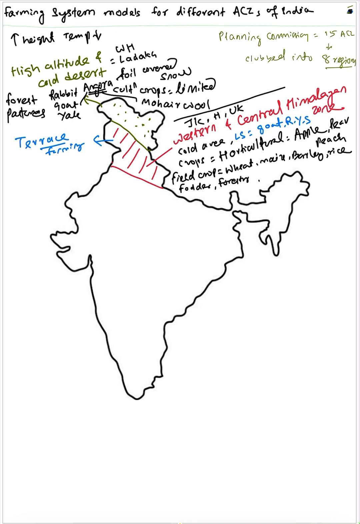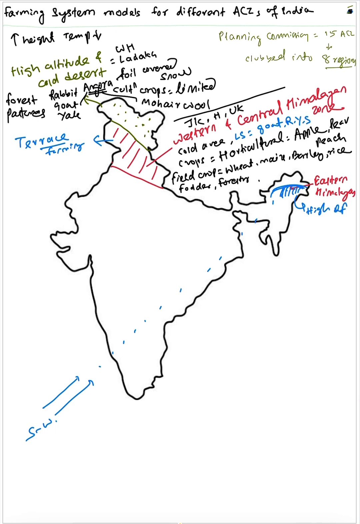Then coming to the eastern Himalayan zone, or eastern Himalayas. As you know, the southwest monsoon will hit this region, where Meghalaya Cherrapunji is, and in this eastern Himalayan zone there is heavy rainfall. The situation is very high rainfall.